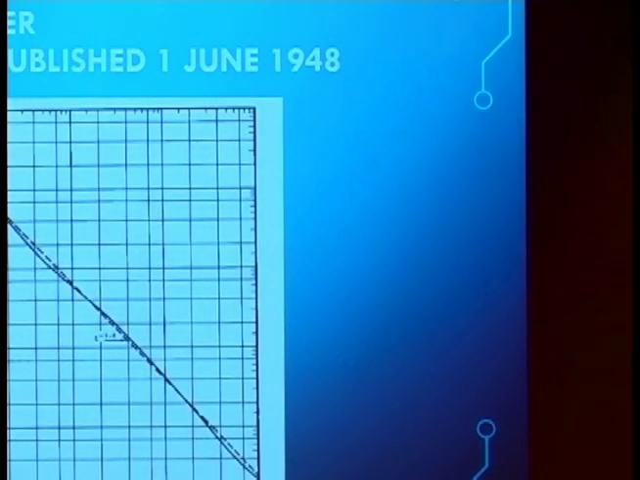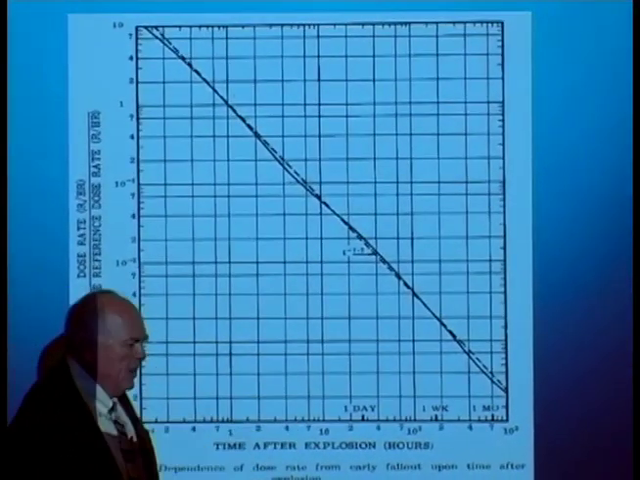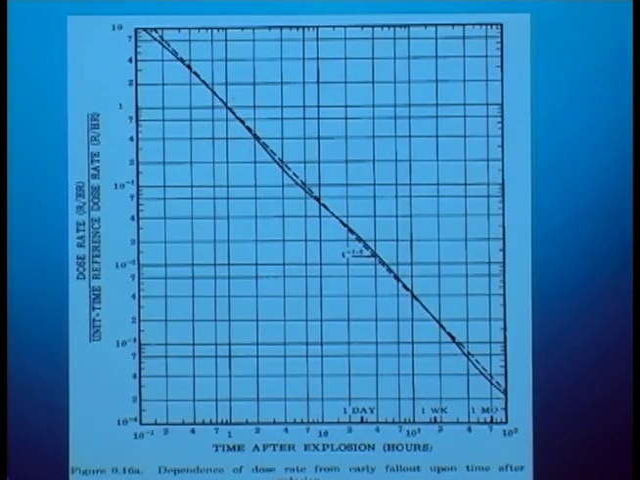So I love math, but I wanted to show this very famous figure by Katharine Way and Eugene Wigner, the Nobel Prize winner. They were at Los Alamos. And in 1948, they looked at the rate at which fallout falls and came up with this relationship. It's been used ever since.